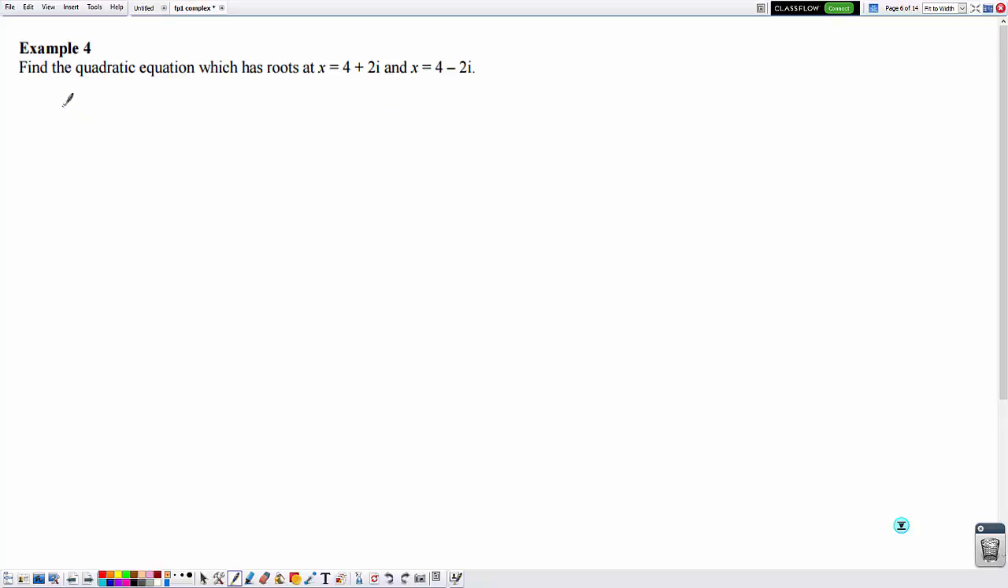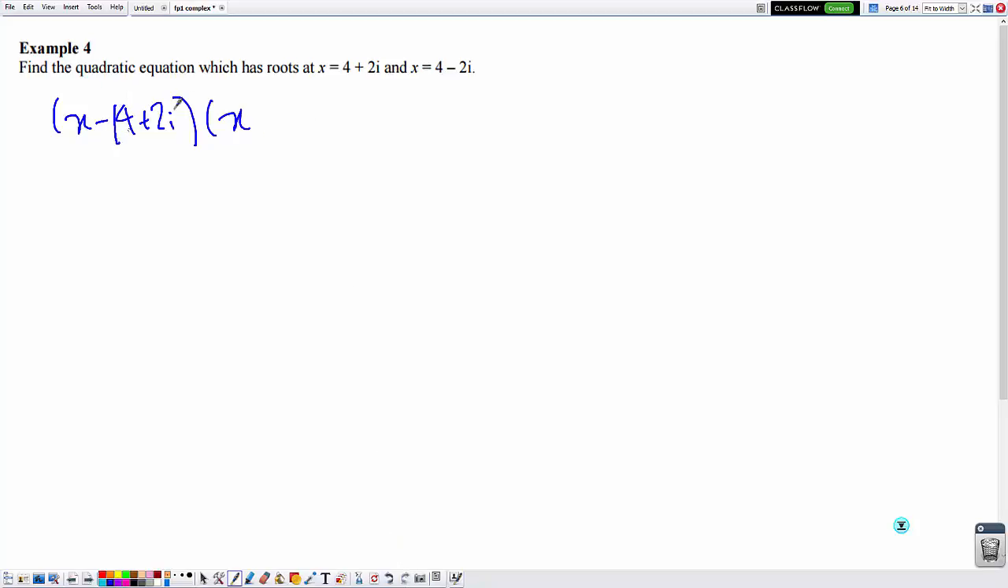So let's do the less interesting way of doing it. So these are my roots. So I can write this as x minus 4 plus 2i and x plus, x.